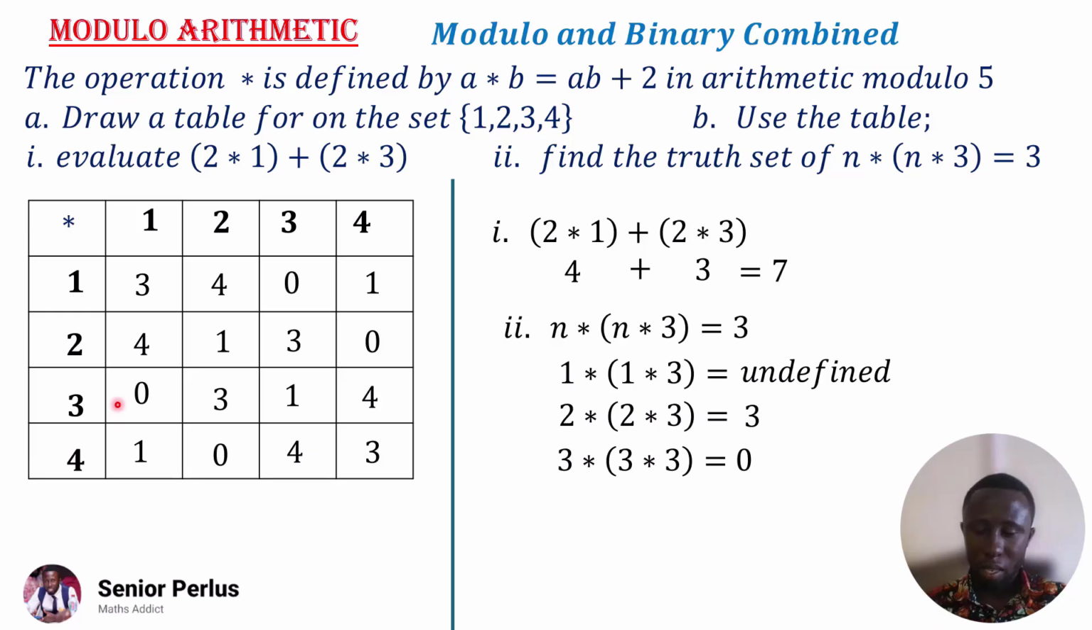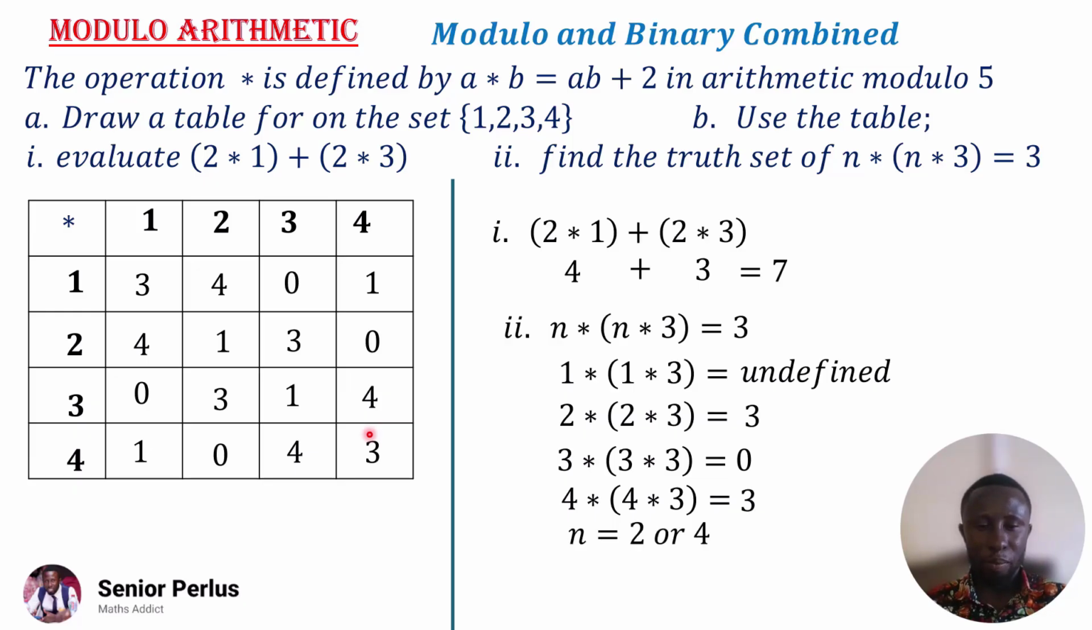Then let's try 4. And n is 4. 4 star... We did the one in the bracket first. 3 is 4. Okay. Then 4 here. Then 4 star 4 again is 3. So it's 3. Good.